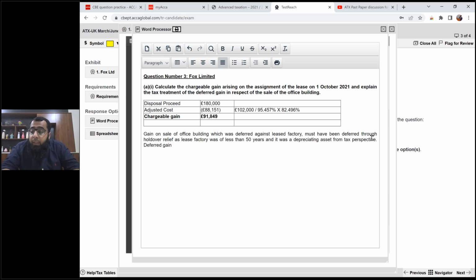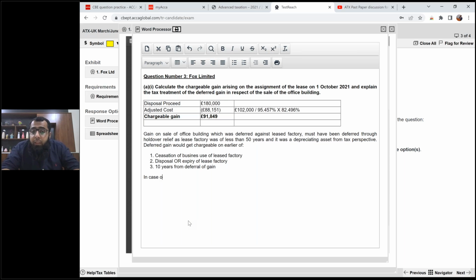Deferred gain would get chargeable on the earlier of three things. Can anyone tell me? It will get chargeable on the earlier of: number one, cessation of business use of the leased factory; number two, disposal or expiry of the leased factory; and number three, 10 years from deferral of the gain.